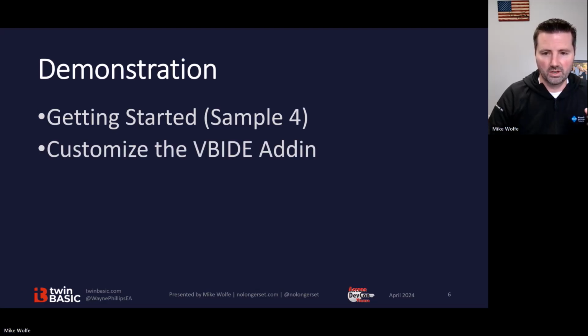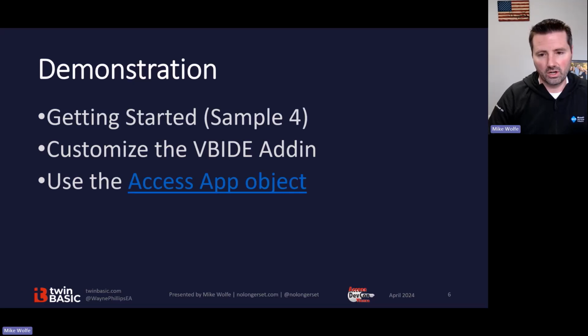We're going to customize the VBE add-in. So we're going to take the proof of concept and we're going to do something a little bit more useful with it. I'm going to show you how to call the Access app object from within the development environment add-in. This was a question that came up a couple of years ago at this presentation when I did sort of a whirlwind tour of how to create all these different add-ins and how quick and easy it was to do.